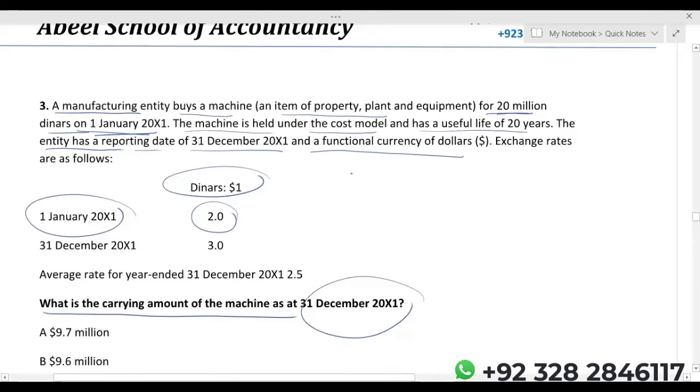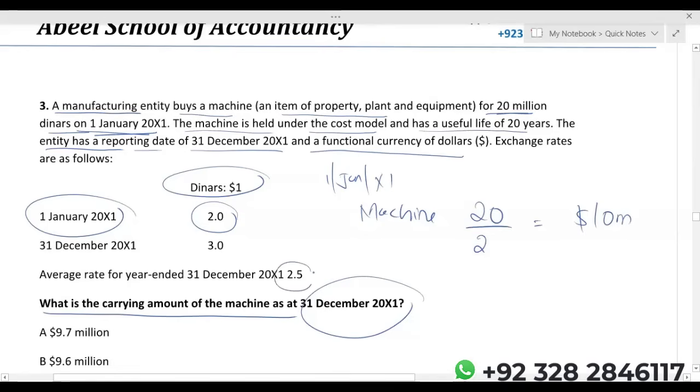So we'll take 1st January X1, machine, 20 million divided by 2. We'll get $10 million. Okay.